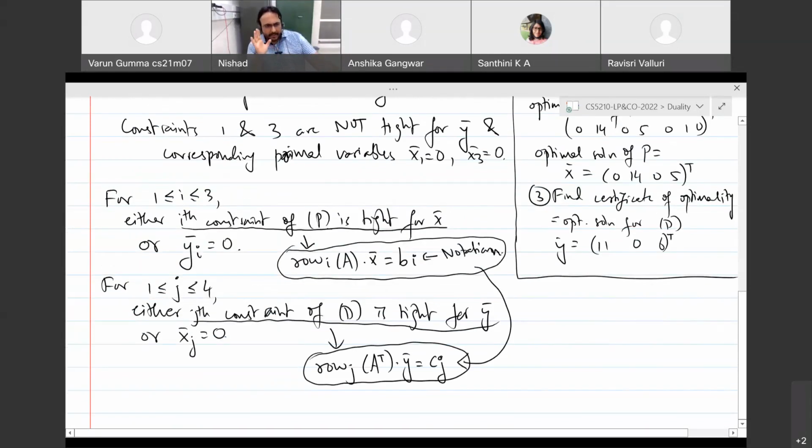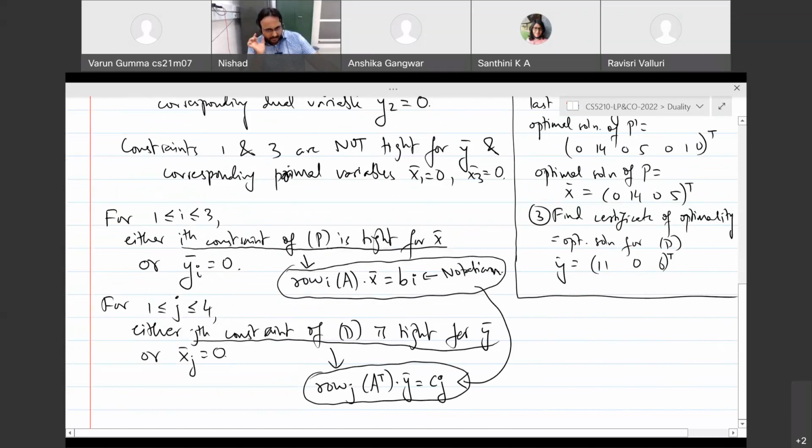So for every single constraint, either the constraint is tight or the corresponding variable in the dual LP, I can just say dual because the dual of the dual is primal, if the constraint is not tight, then it has to be 0. That's the observation. And the question is, is this a coincidence?